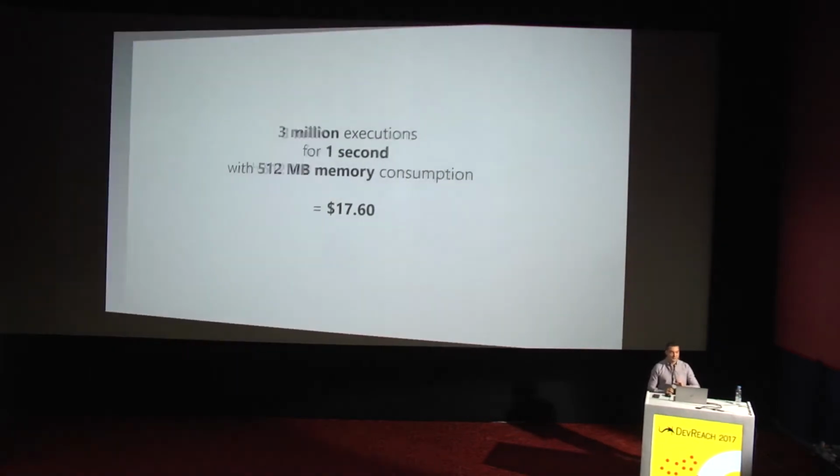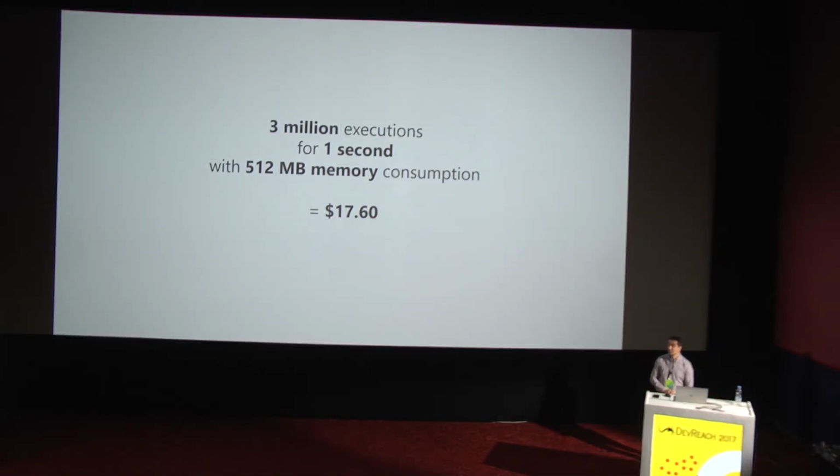But let's quickly take a look at one example, just to put things into perspective. Let's say that you have a function that has run 3 million times. That's quite a lot. And each time it ran for 1 second. And for each of those executions, your function used 520 megabytes. That is also a lot. At the end of the day, you will pay around $17. Okay? So this is how the price is calculated.